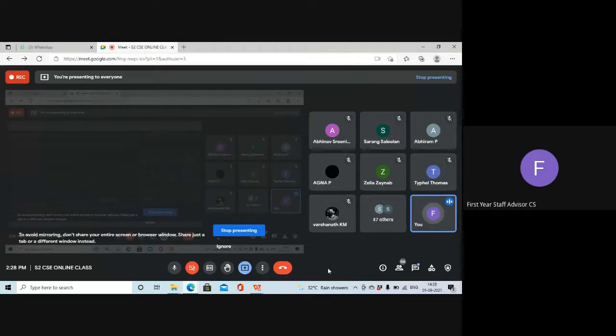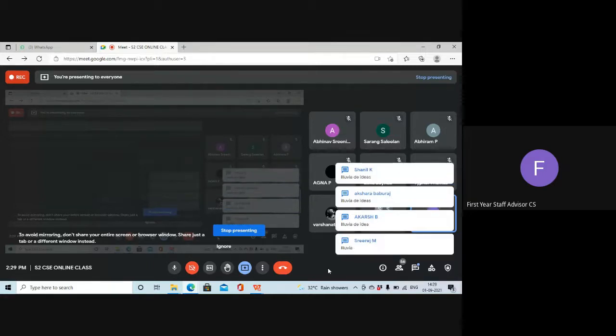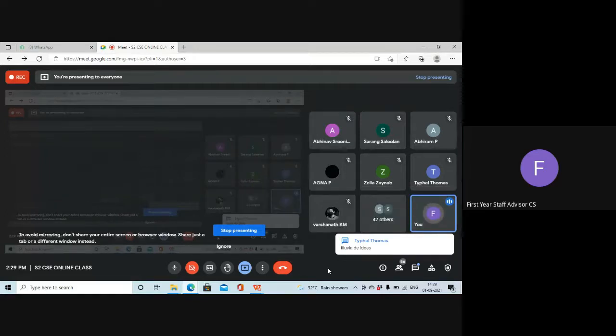Now, what is the term used for brainstorming in Spanish? In Spanish, what do you call brainstorming? Anyone? What is the word used for brainstorming in Spanish? Very good, Shanil, Akshara, Akash, Sriraj. Somebody had only one word. Actually, the three words should be there.